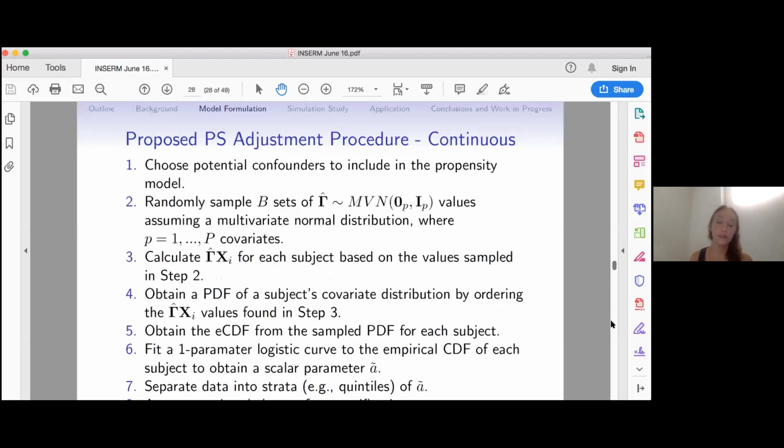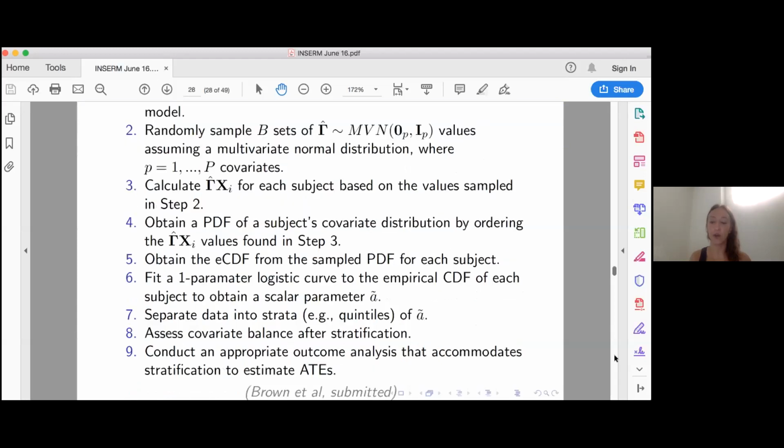And then we have a very similar procedure for the continuous setting, but it involves a little resampling, but it fits quite naturally into the same framework because we still obtain an empirical CDF from a sampled PDF for each subject, and we still obtain a scalar parameter in the end, although the procedure is different, and I don't have time to get into it. So we have a procedure for ordinal. We're fairly solid that this is a nice procedure for ordered data because the CDF is one direction only. We have a procedure for multinomial treatments, and then we have a procedure for continuous treatments, all within the same framework.